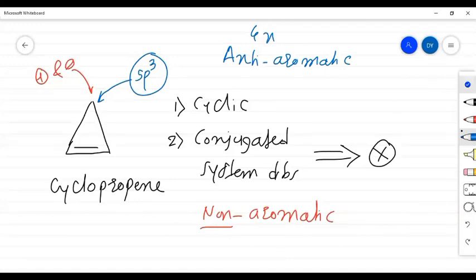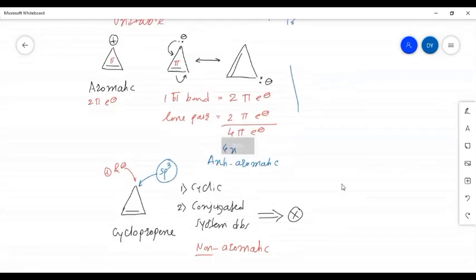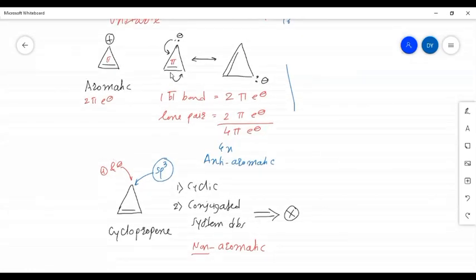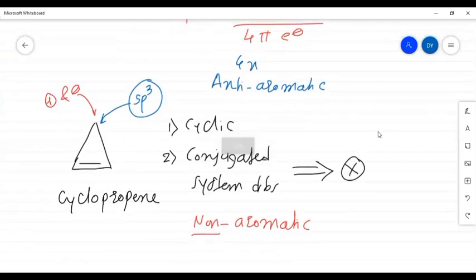So students, these are the three examples of the same molecule. Okay, cation, anion, and simply the neutral molecule cyclopropene. Okay, one is aromatic, another one is anti-aromatic, and the third one is non-aromatic. Non-aromatic means that particular compound does not contain anti-aromatic character as well as aromatic character.